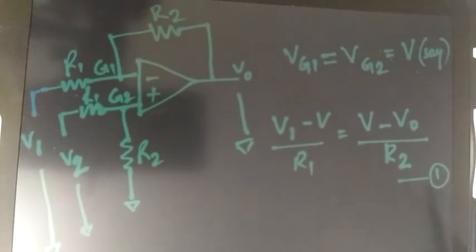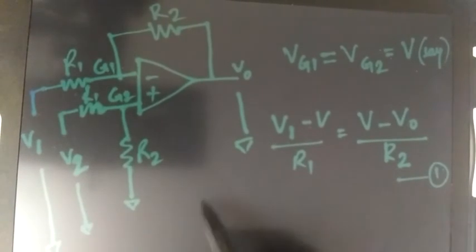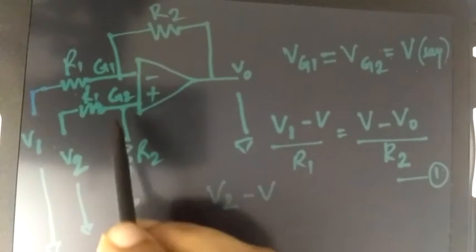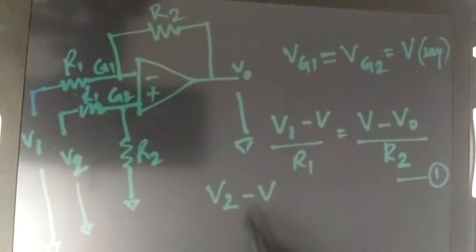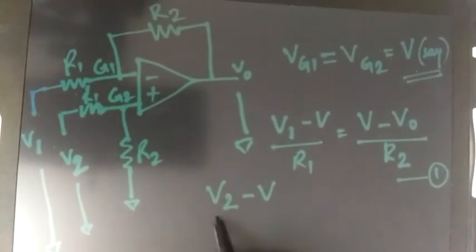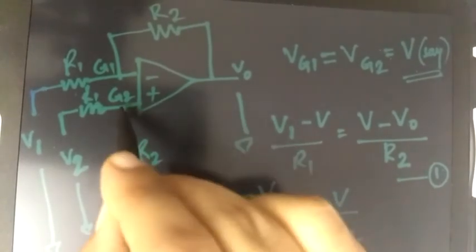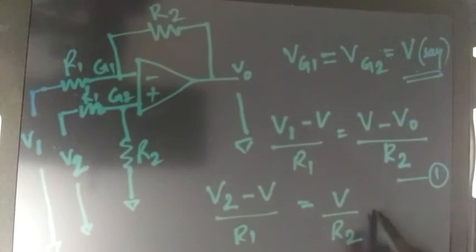Another equation we get from the lower part of this circuit. We can write (V2 minus V) by R1 is equal to V by R2, because the potential at the G2 point is also V, as we have taken. Let this equation be 2.